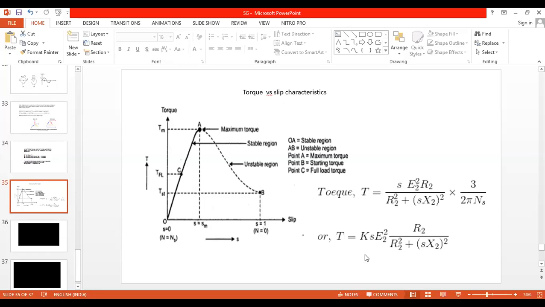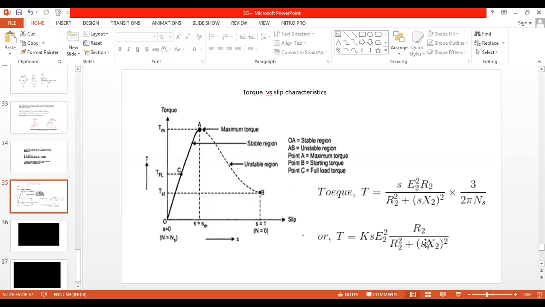Okay. So from this expression, case 1: assume that the resistance is very much high. When resistance is very much high, torque is directly proportional to resistance. Then we get this particular straight line passing through the origin.